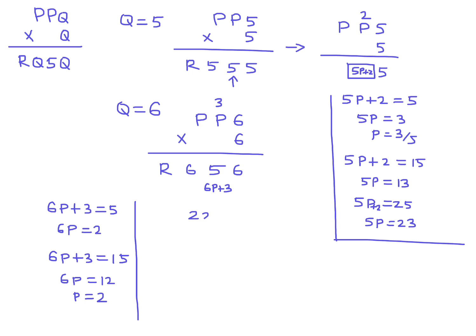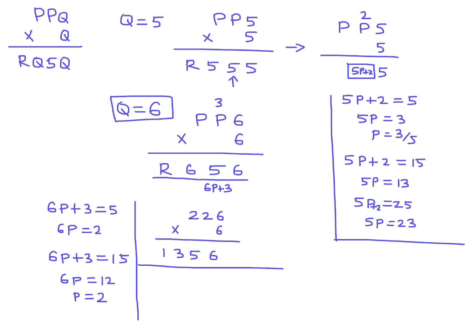That means it's 226 times 6. And 226 times 6 is 1356. Unfortunately, that doesn't match this format, right? Because that's 6 and that's 3. Okay, no problem. P is not 2. Let's keep going. I'm pretty confident that Q is 6 though. Let's keep going with this strategy.